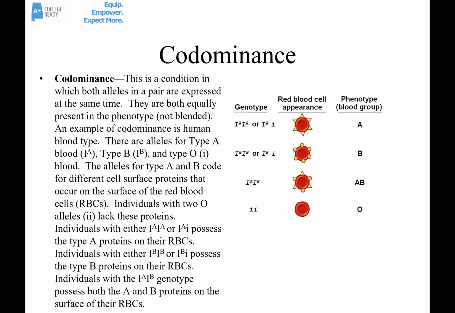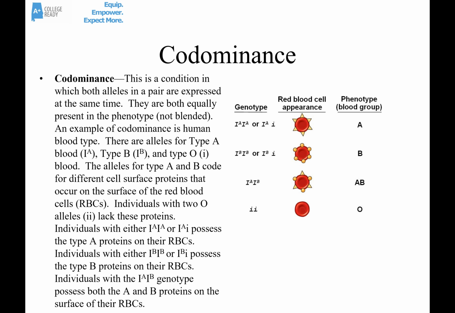Now, something that people often confuse with incomplete dominance is codominance. Completely different phenomenon. This is a condition in which both alleles are expressed at the same time. This is not blending because both of the alleles are equally present in the phenotype. The most common example that you'll hear about is human blood type, the ABO blood type.